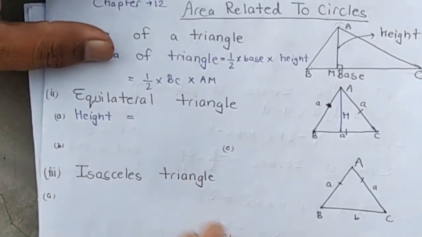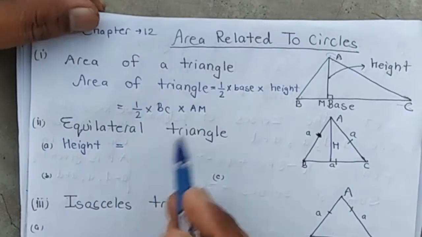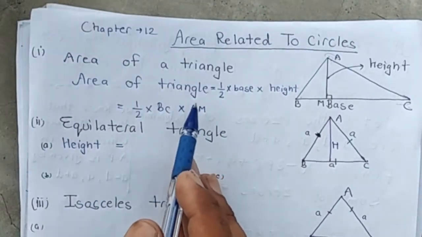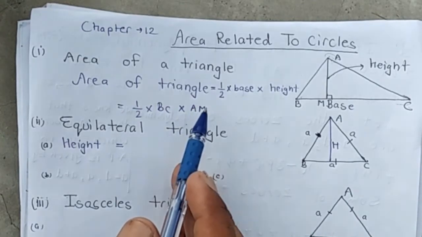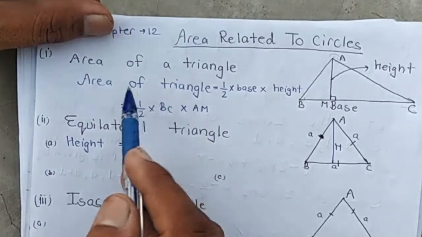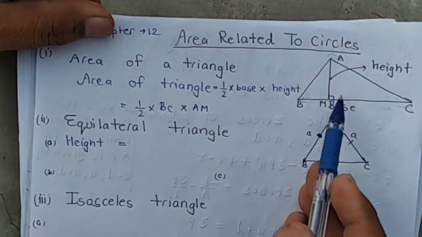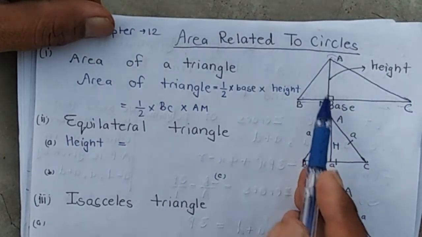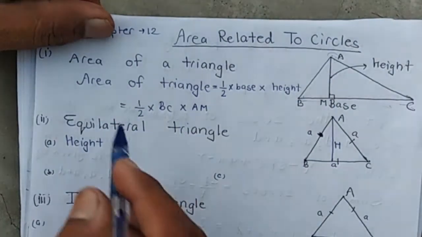Good morning, students. Today we are going to start our new chapter, chapter number 12, Area Related to Circles. Before starting this chapter, we will revise some formulas based on plane figures. The first formula is the area of a triangle. Area of a triangle is given by 1/2 base into corresponding height. Here the corresponding height is AM. Then the area of triangle is 1/2 BC into AM.